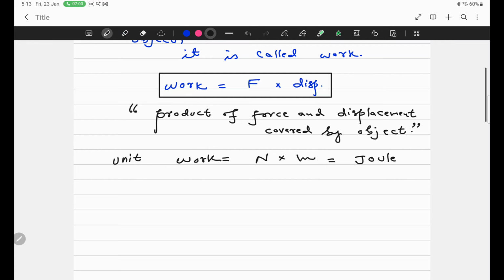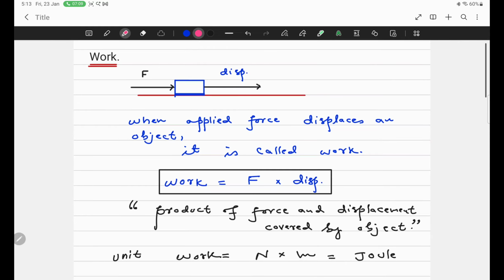What is work? Sir, when an applied force displaces an object from one position to the other, when the object is displaced from one position to the other position, then this is called work. So the definition of work is completed.